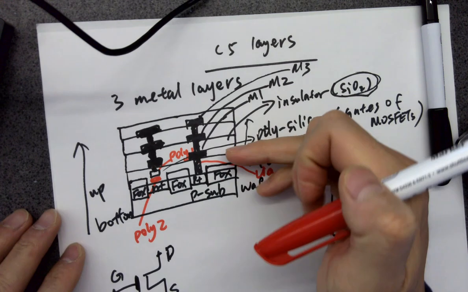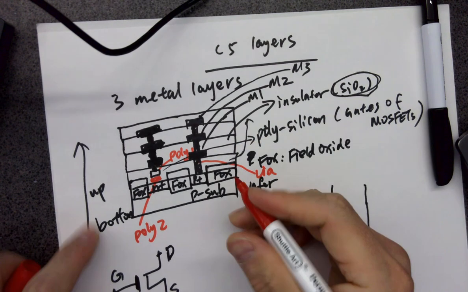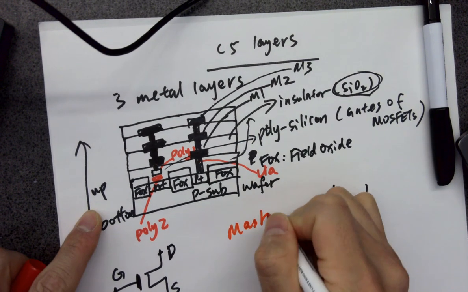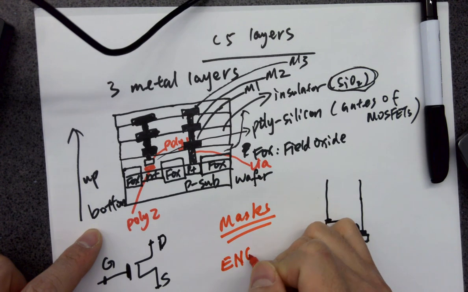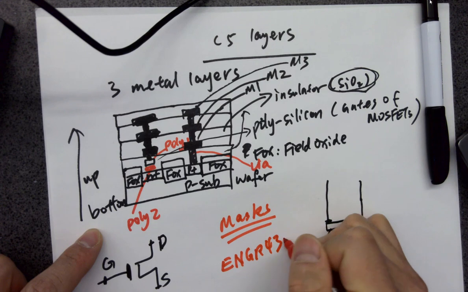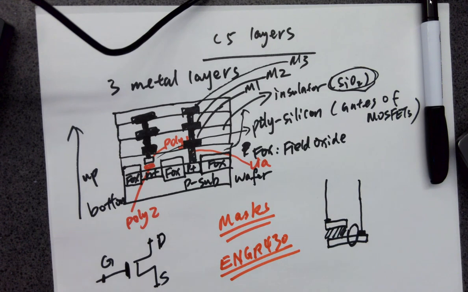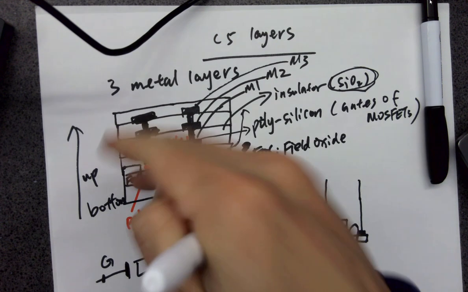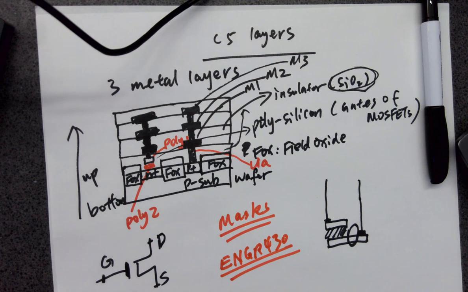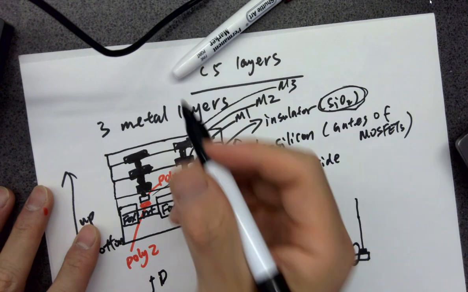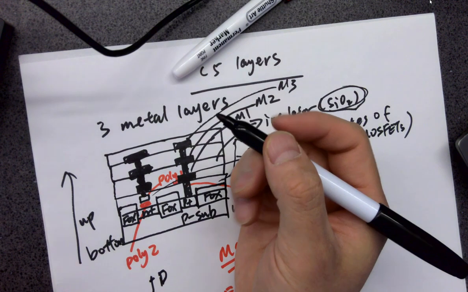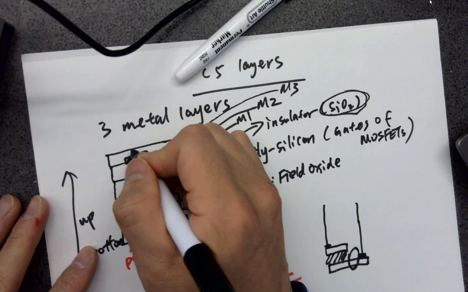All these layers are being fabricated by something called masks. I think the semiconductor class, ENGR 430, I believe, by Dr. Jessin will cover the details about how the masks work for the photolithography process. But anyway, all these masks will be able to define the layer on the top of the metal, and we'll have an opening on the top.